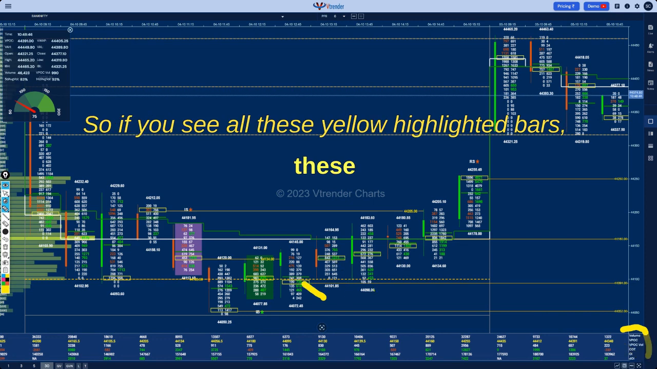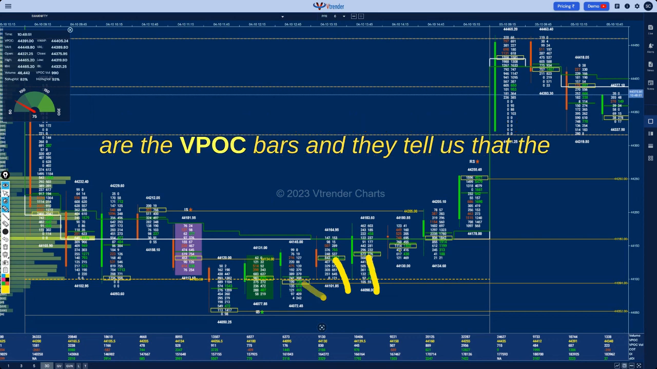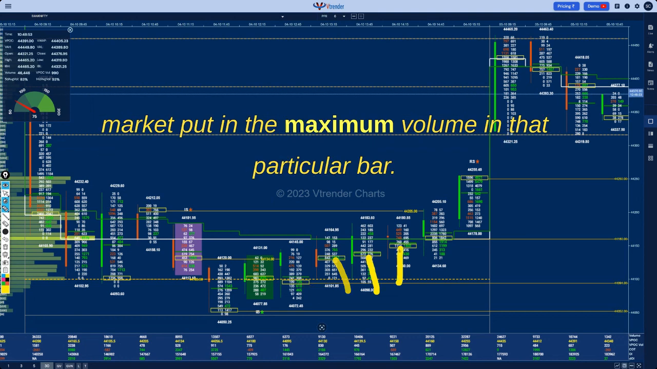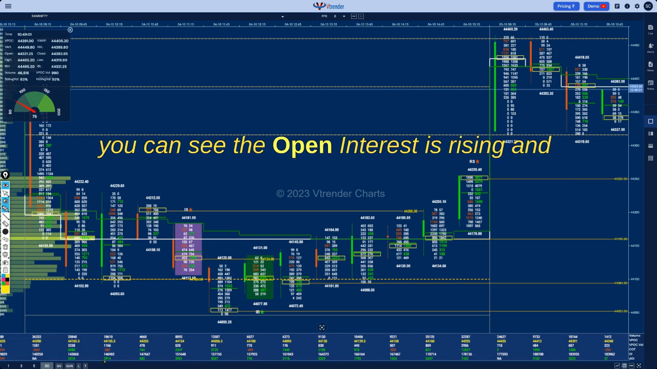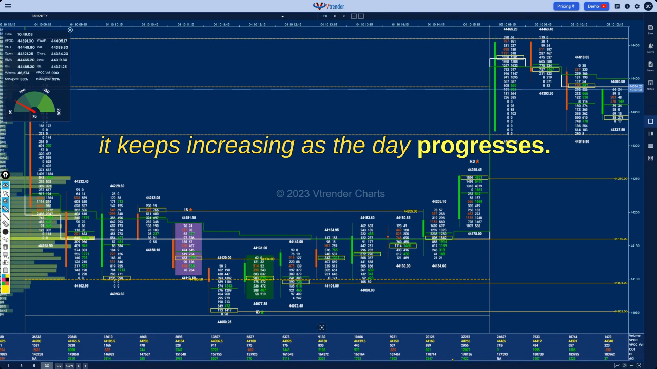If you see all these yellow highlighted bars, these are the VPOC bars, and they tell us that the market put in the maximum volume in that particular bar. Now, how do we put all of this together? As you can see in the lower pane, the open interest is rising, and it keeps increasing as the day progresses.